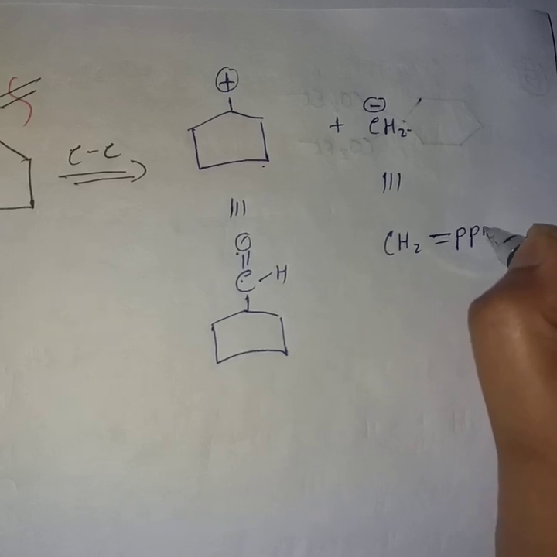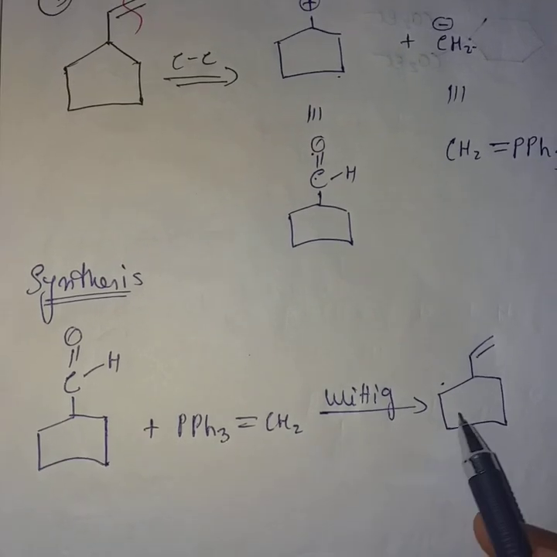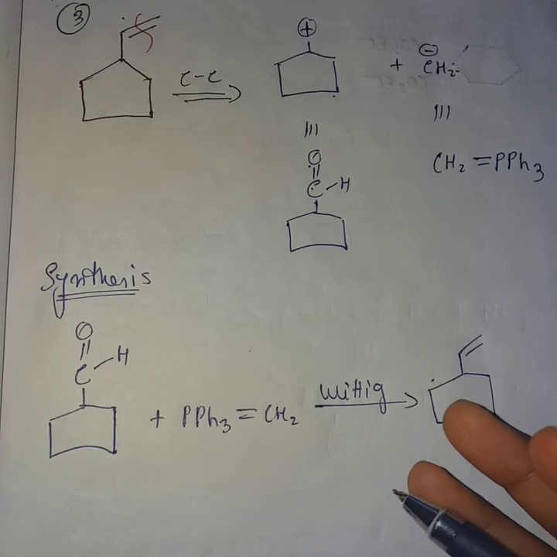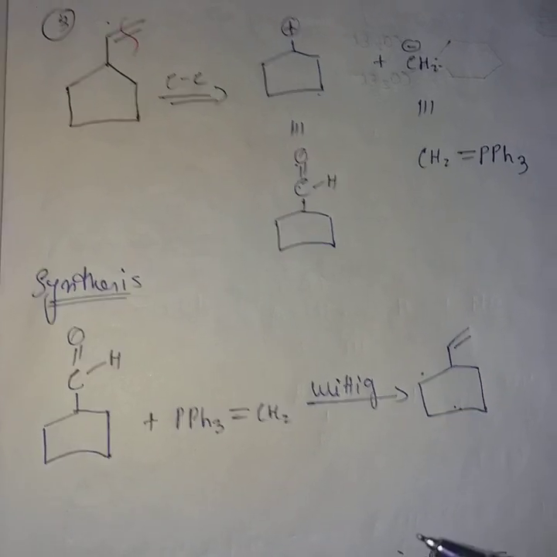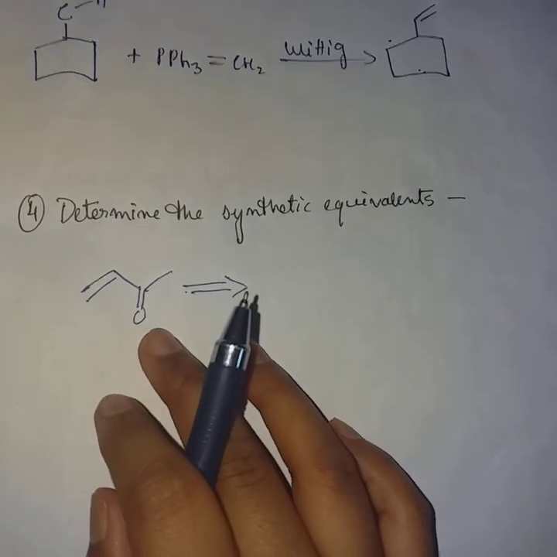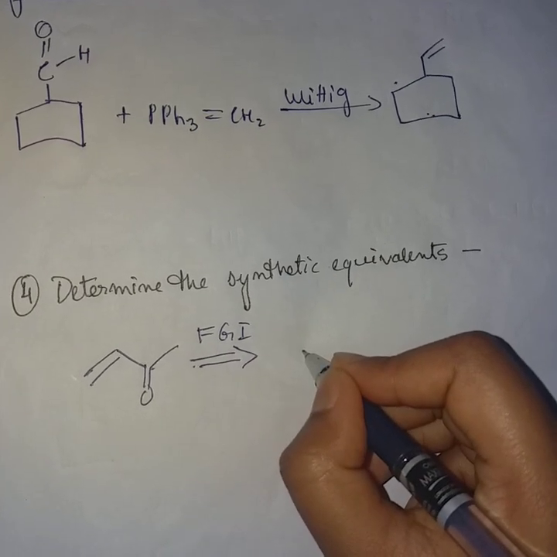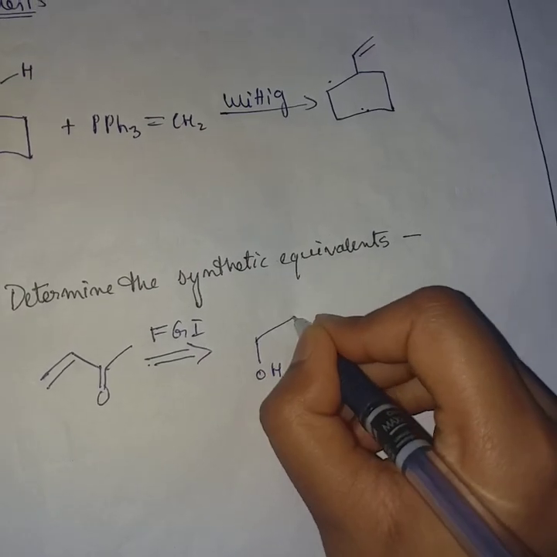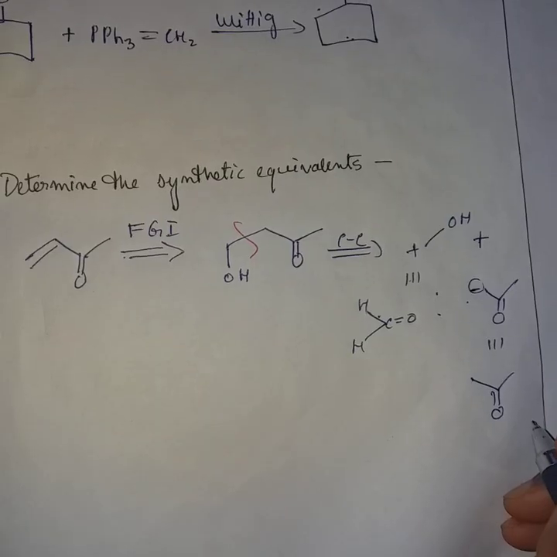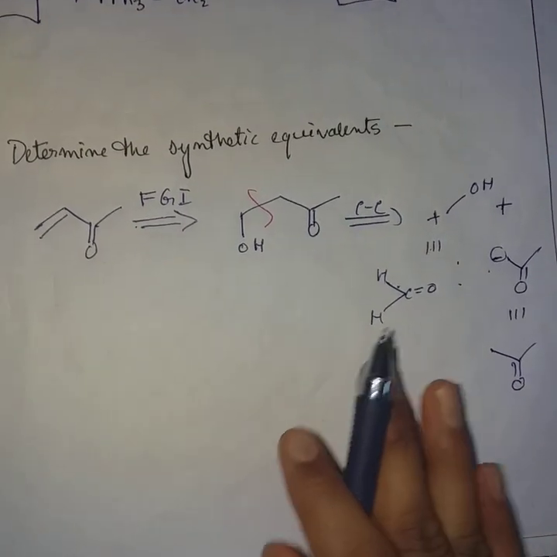One will be phosphorus ylide. Now we will proceed to Wittig synthesis. Doing Wittig, we get our target molecule. I am not showing the details of the Wittig reaction. You can also do it by seeing your books. This was another question where it was asked only to show the synthetic equivalents. Here first we will do FGI so that our synthesis becomes easier. We got these two types of synthetic equivalents. This was only asked in the question.